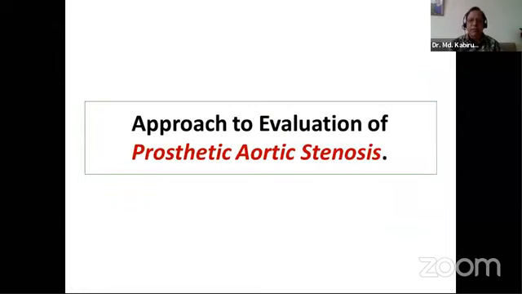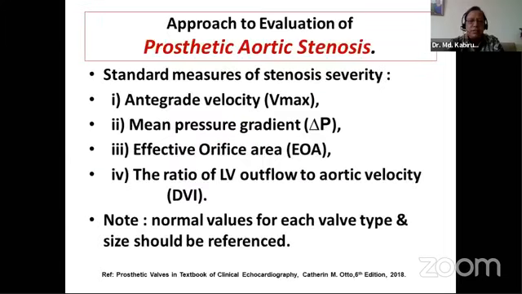So, approach to evaluation of prosthetic aortic stenosis. I will go through individual valves. How can prosthetic aortic valve dysfunction be determined? These are the parameters you have to measure to decide about the dysfunction: peak velocity across the aortic valve, mean pressure gradient, effective orifice area, and the ratio of the LV outflow to aortic velocity, that is the DVI. And these should always be referenced to the normal values for each valve type and size.